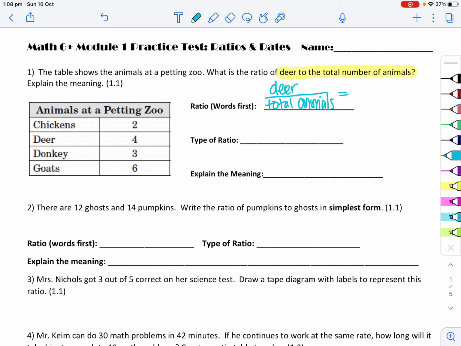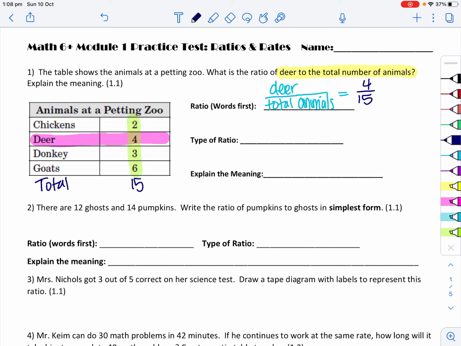And then I'm going to write the ratio as a fraction. So I've got my deer right here, and then I need to add up all of these numbers to get my total animals. So 2 plus 4 is 6, plus 3 is 9, plus 6 is 15 total animals. So my ratio is going to be 4 out of 15.